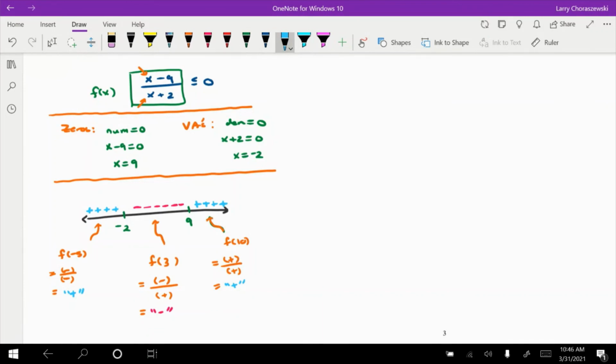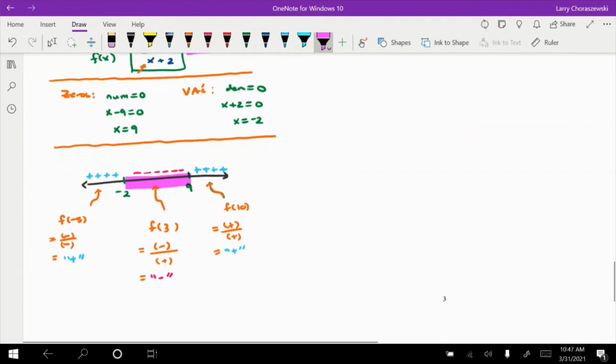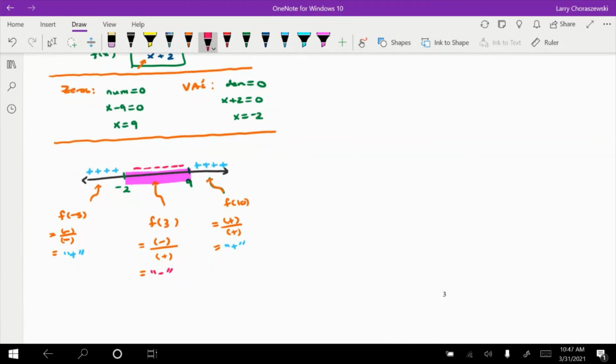Now, which sections of this number line do we want? Do we want positive sections or negative sections? We want negative. Yep, and the reason for that is because we have the function being set less than or equal to 0. And the kinds of numbers that are less than or equal to 0 are those that are negative. And we do have a section that gives us negative values. That section's between -2 and 9.